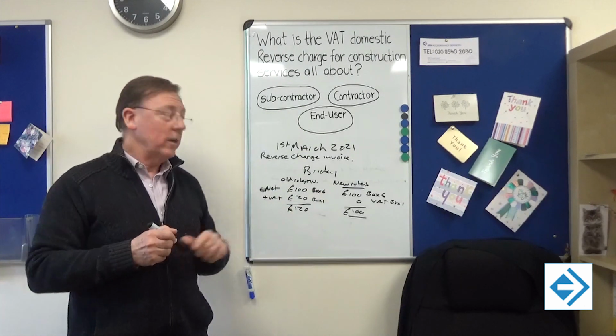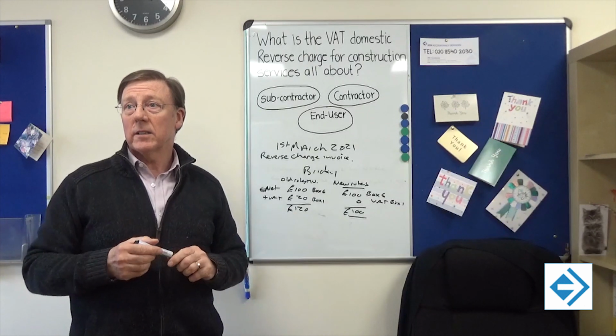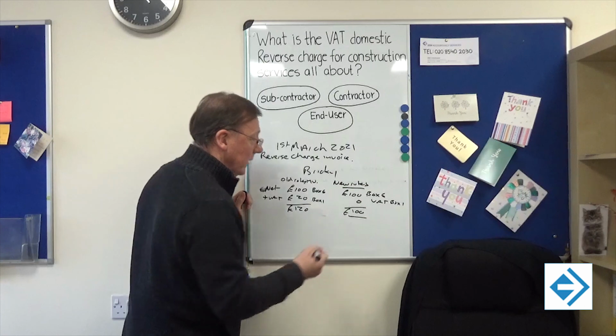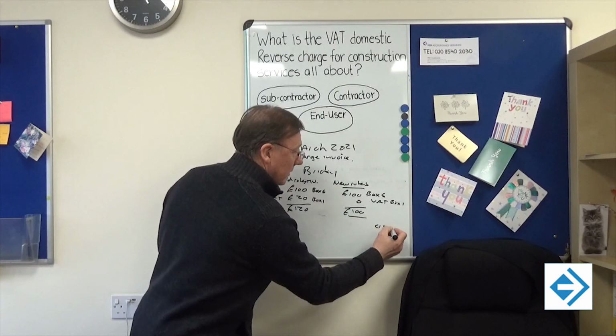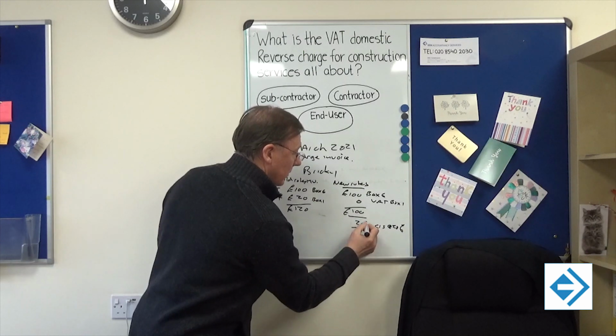Now if the subcontractor is within CIS, and let's say he's at standard rate, then in this situation with the brickie, he gets CIS at 20%, £20 comes off.